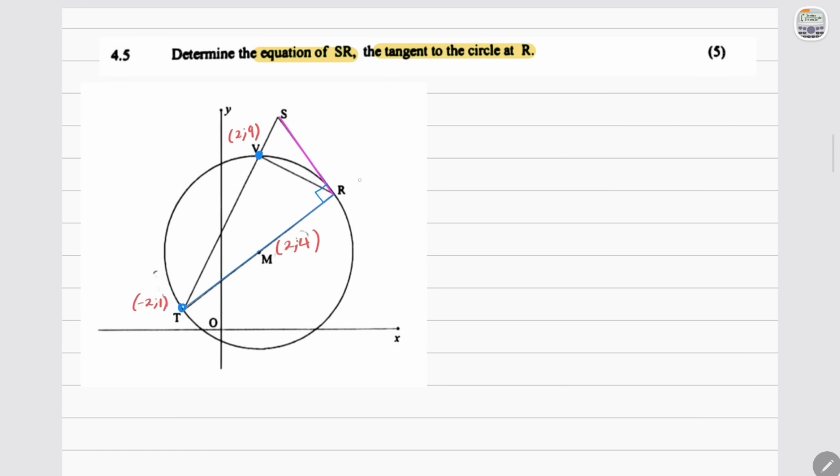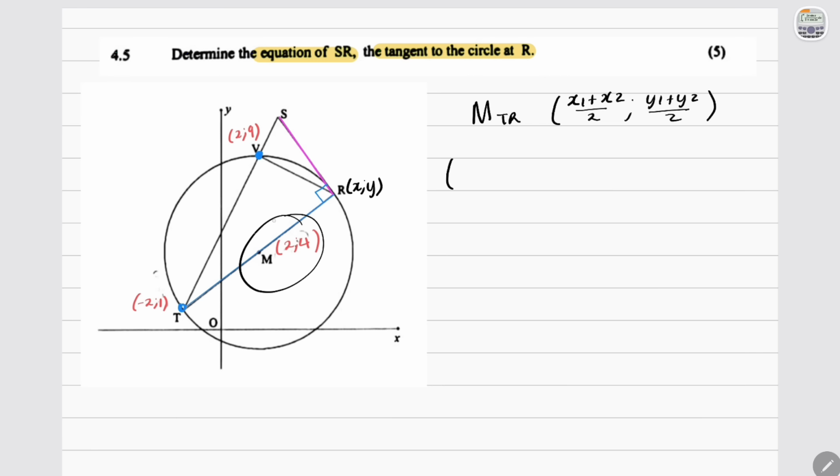Okay, so finding R, we'll just call it X and Y. We are saying that to find the midpoint of this line TR, we find it like this. We say X plus the X value here, so X1 plus X2. I'll just put down the formula. The midpoint of TR, we already have that. It's this M, which is 2 and 4.